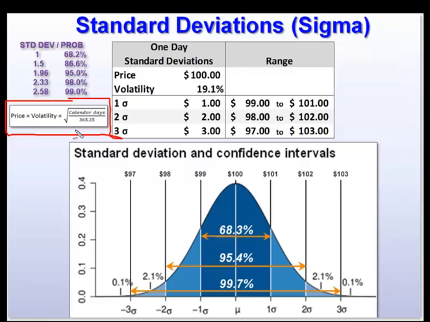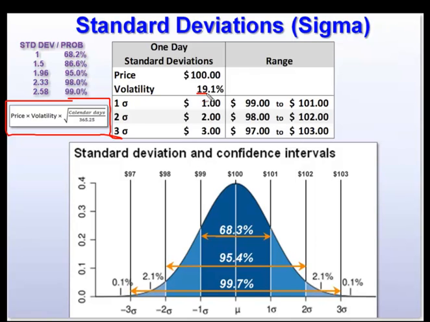This calculation right here will convert an annual volatility number into a volatility number based on the time frame that you want. It's price times volatility times the square root of calendar days over 365.25. You don't have to worry about it because most systems will calculate it for you in the background automatically. But it'll tell you what the volatility is of a particular stock, given a certain level of volatility.